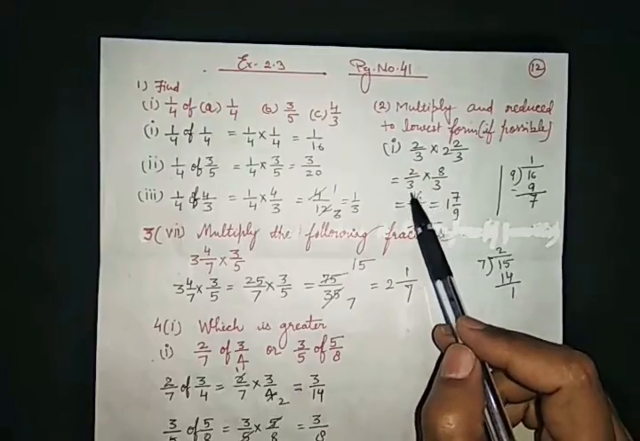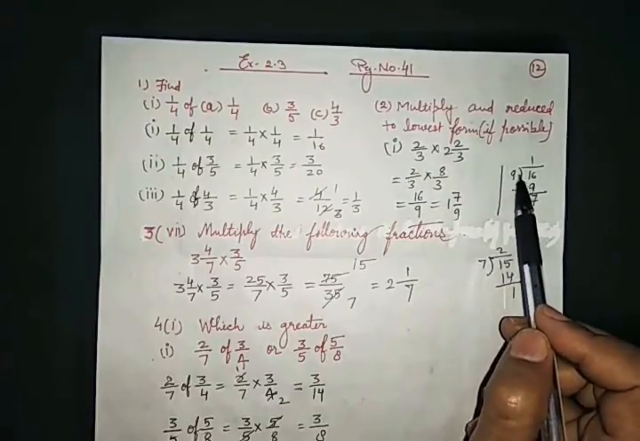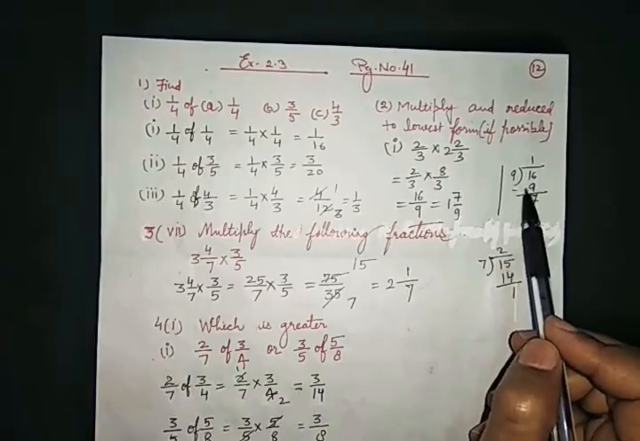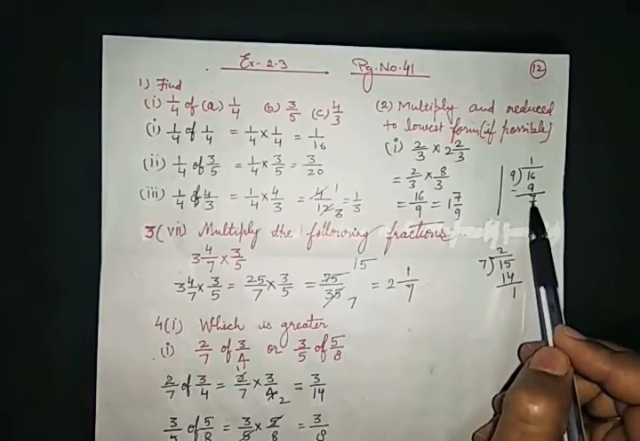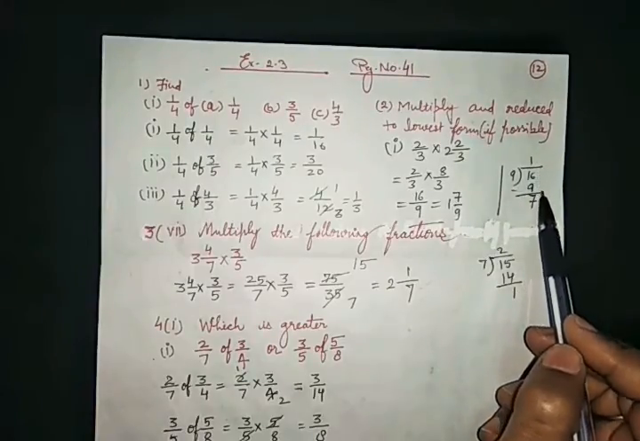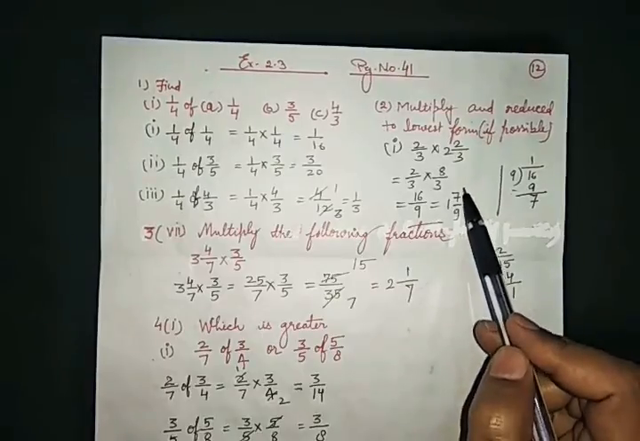Why? Because 16 upon 9 is an improper fraction. Now 16 divided by 9. 9 1s are 9. 16 minus 9. What came? 7. So the fraction will be 1 whole 7 upon 9. 1 whole 7 upon 9.